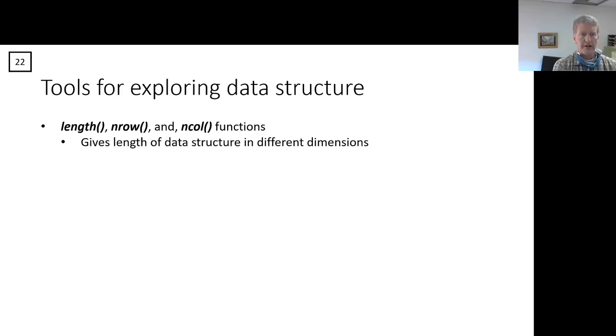Just to cover a few more of the functions that allow you to explore data structures in R. I just used one called length that lets you know something about the length of the data structure. There are also more specific functions that let you know the number of rows and the number of columns. So if you know you're dealing with a two-dimensional data structure, nrow and ncol is a less ambiguous way of finding out how many rows and how many columns there are.